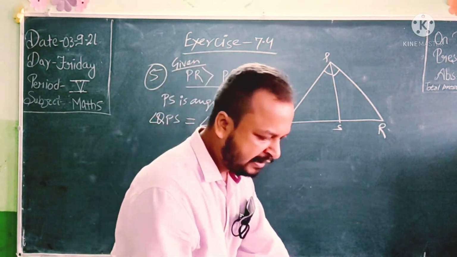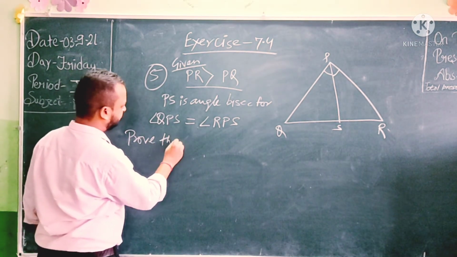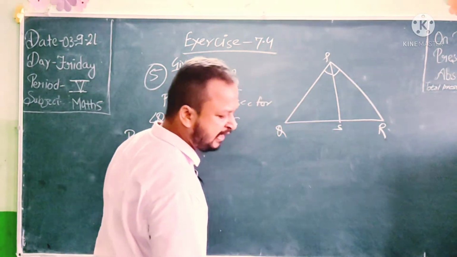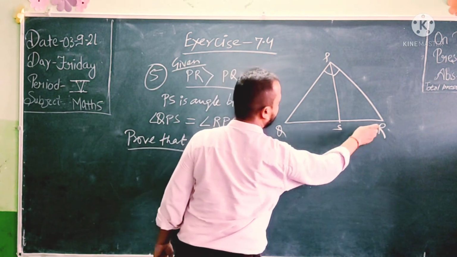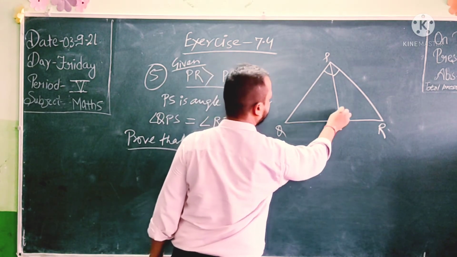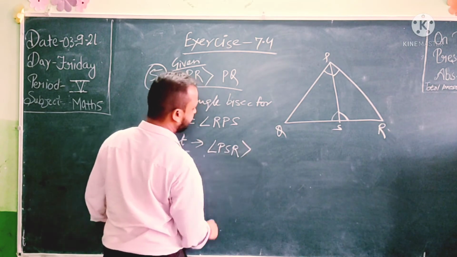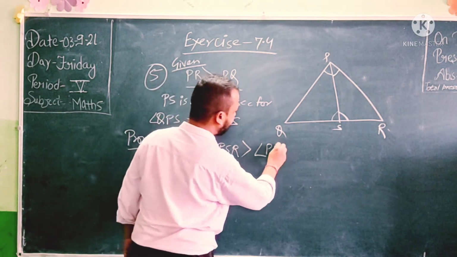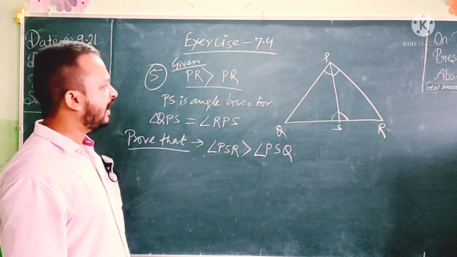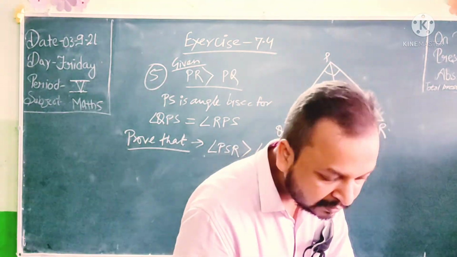Now we have to prove that angle PSR, means this angle, is greater than angle PSQ, this angle. So angle PSR is greater than angle PSQ. Right? So this we have to prove. Now, tell me, how will you prove it?